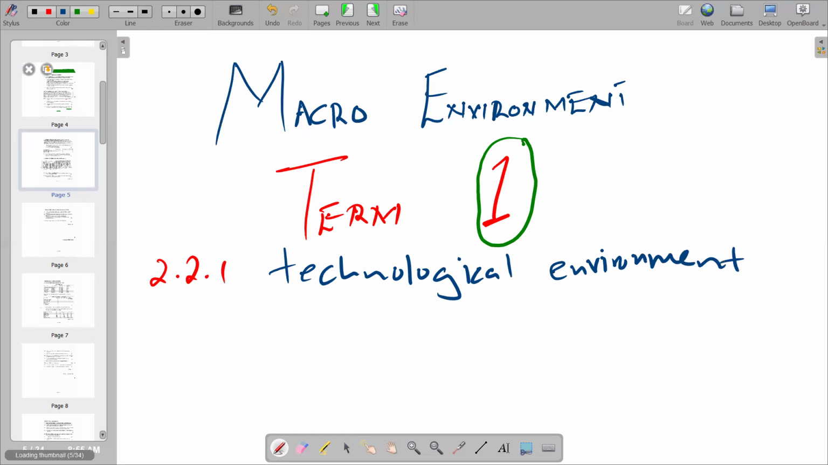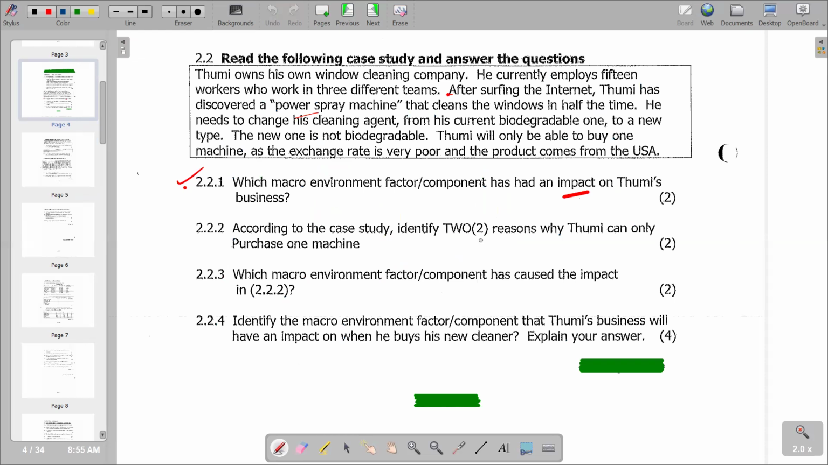Then we go to the next part of our question, which reads: according to the case study, identify two reasons why Tumi can only purchase one machine. So we go there and try to see what can be the reason why Tumi can only buy one machine. From this sentence, Tumi will only be able to buy one machine as the exchange rate is very poor and the product comes from the USA. So we have the issue of the exchange rate, and the question is asking for two reasons. The product coming from the USA is another reason. So we have two reasons: the exchange rate being very poor, and the product coming from the USA being the second reason.